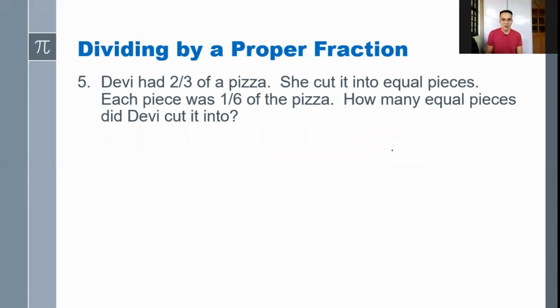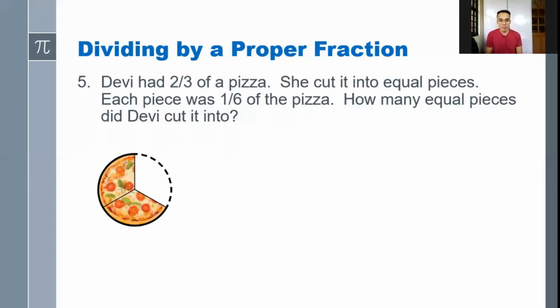Next, number 5. Devi had 2/3 of a pizza. She cut it into equal pieces. Each piece was 1/6 of the pizza. How many equal pieces did Devi cut it into? At first, we have 2/3 of a pizza. There should be a whole pizza divided into 3 equal parts because we want to shade 2/3 of that. And then she cut it into equal pieces. Each piece was 1/6 of the pizza.